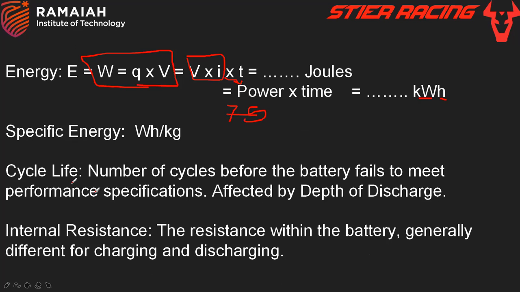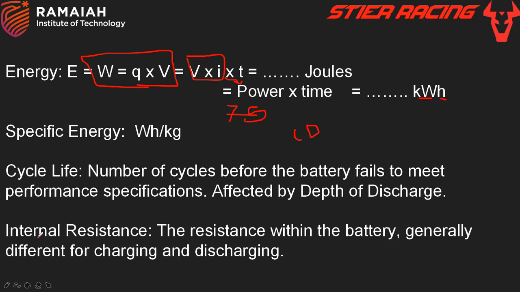Okay, cycle life. The number of cycles before the battery fails to meet performance specifications. Basically, one charge and one discharge. This is how many times you can do charging and discharging before it fails to meet its performance specifications, and this is called cycle life. It is affected by the depth of discharge. So the depth of discharge is directly related to cycle life.